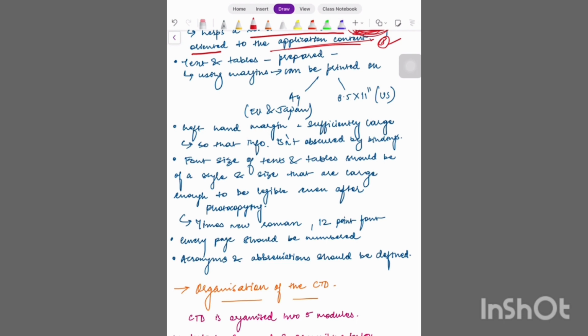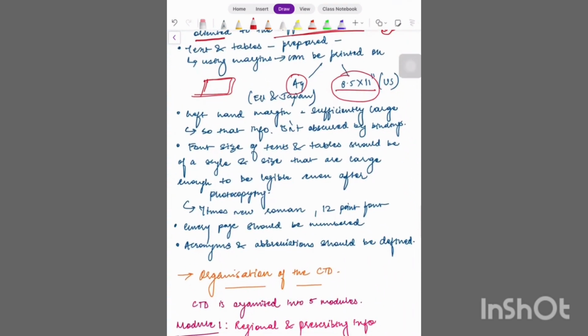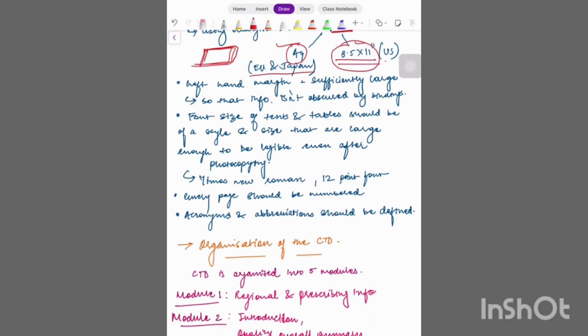So the text and tables prepared using margins can be printed also. Whatever text or tables you are preparing, sometimes people have such big tables that in different sizes of paper it gets cut out when you print them. So they said that if you are making the text, making the table, the text should be fitted in the paper even if it's printed on A4 size paper. So if you're submitting in Europe and Japan, you should have this in mind, and if you're submitting to US, this size should matter. Left hand side margin should be sufficiently large.